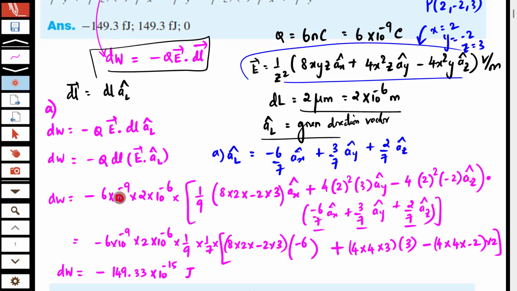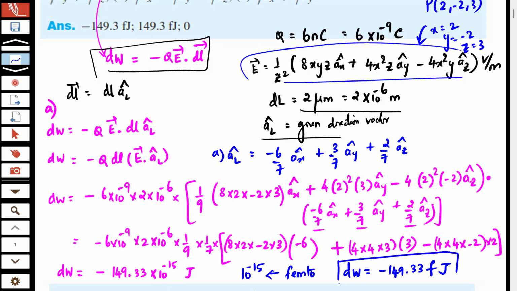Now, we should know how to write this 10 power minus 15. This power of 10 power minus 15 is called femto. So, sorry, not minus 5, 10 power minus 15 is called femto. Thereby, we can write the differential amount of work done as minus 149.33 femtojoules. So this is the answer for the first subdivision.